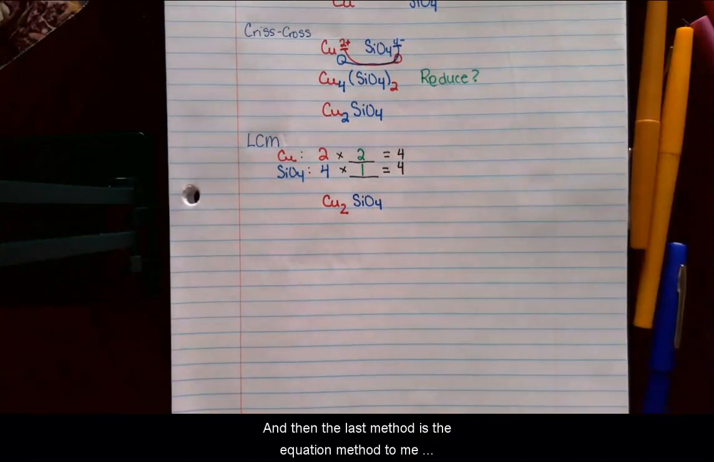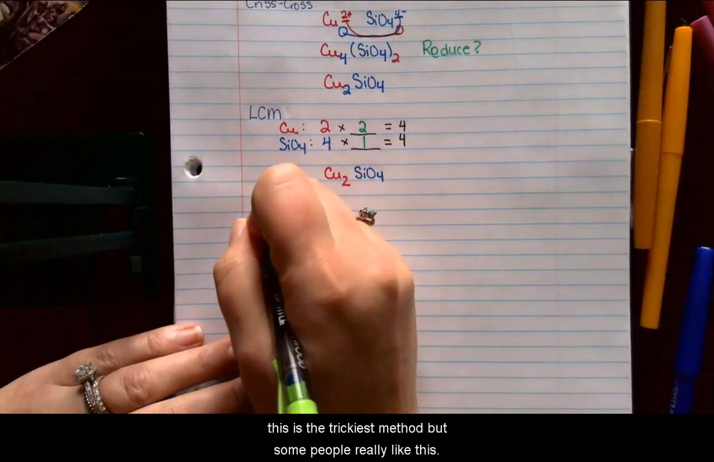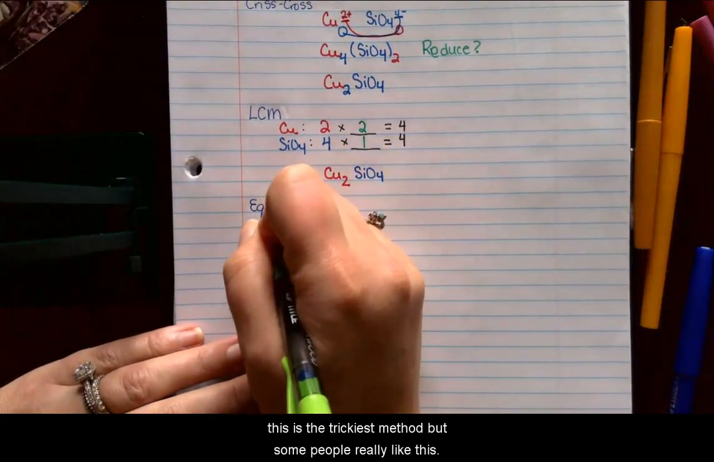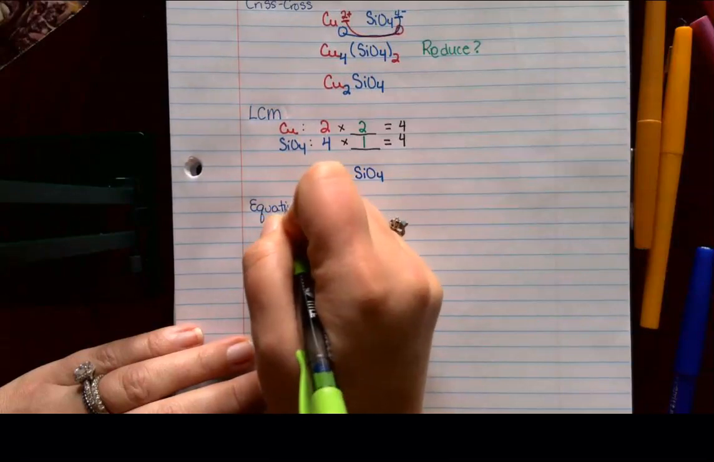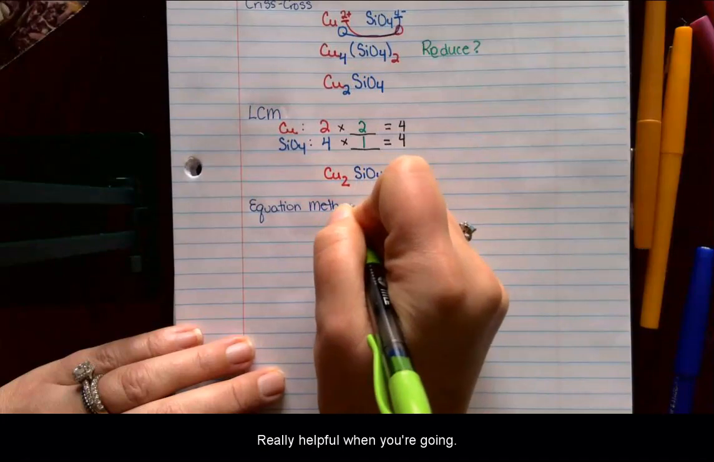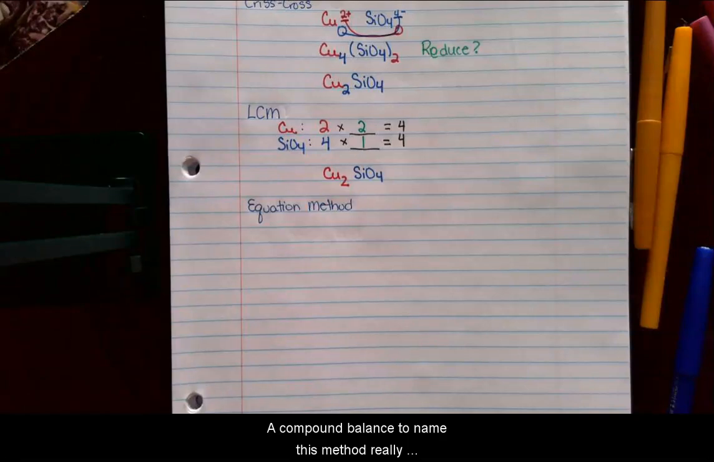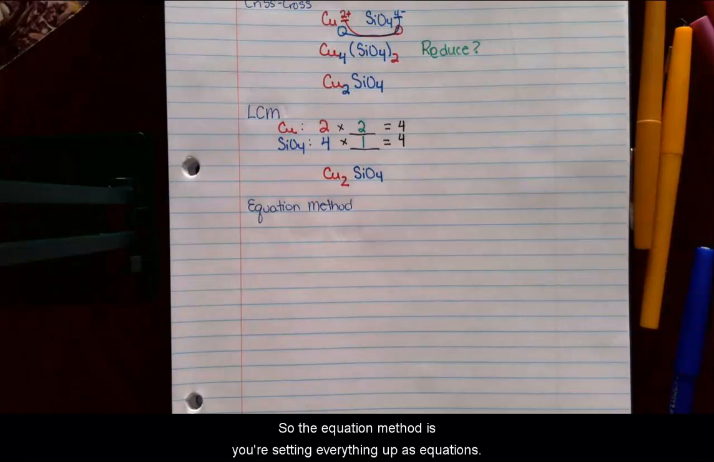And then the last method is the equation method. To me, this is the trickiest method, but some people really like this. So I'm going to show you. And it's really helpful when you're going back from a compound balance to name. This method really helps you kind of demystify it. So the equation method is you're setting everything up as equations.